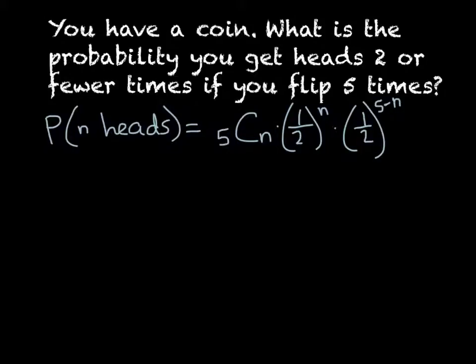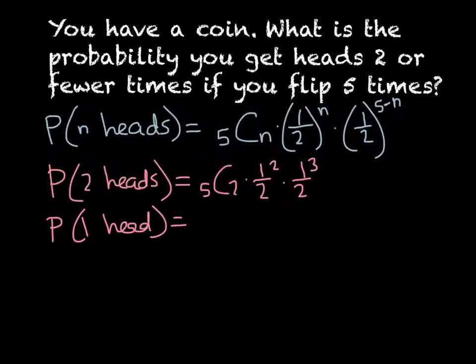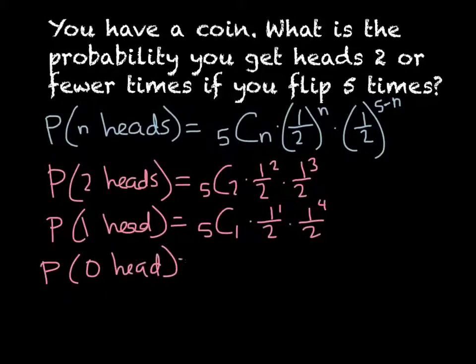So this means that the probability that I get 2 heads is equal to combination 5 choose 2 times 1/2 to the power of 2 times 1/2 to the power of 3. Probability of 1 head, combination 5 choose 1 times 1/2 to the first times 1/2 to the fourth. And lastly, probability of 0 heads is equal to combination 5 choose 0 times 1/2 to the 0th times 1/2 to the 5th.